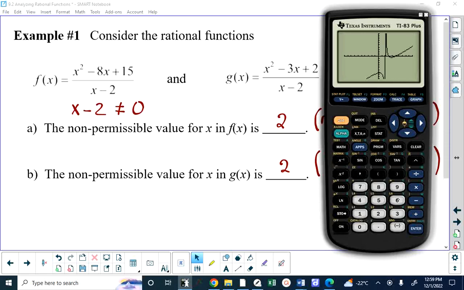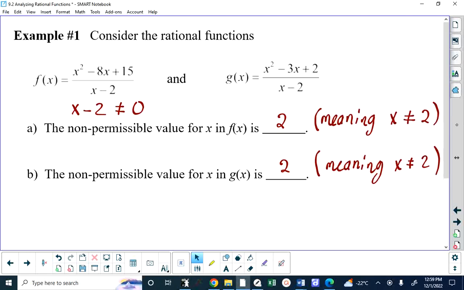That somewhat vertical line in the center of my graph is just my calculator trying to cope with how to connect those two parts of the graph. There's actually a vertical asymptote there, and we already know that because when we compare this graph to our statement about the non-permissible value, x cannot equal 2. And one of the things you'll see, I'm going to change my window settings slightly.